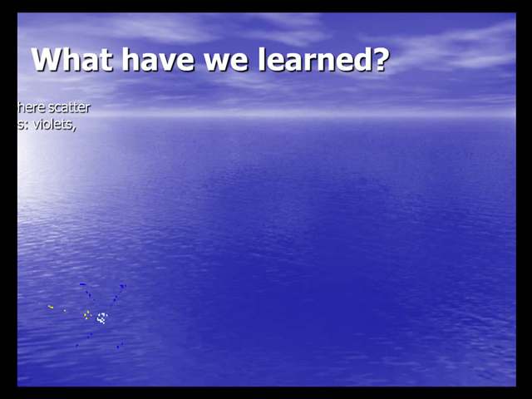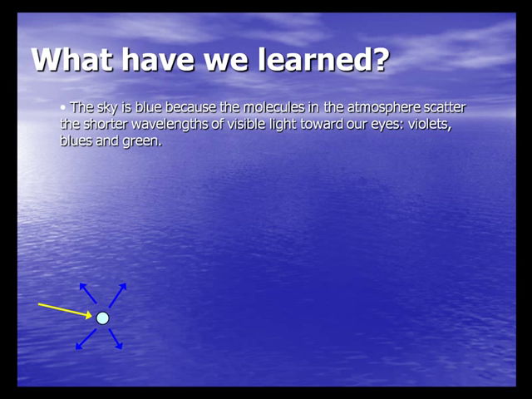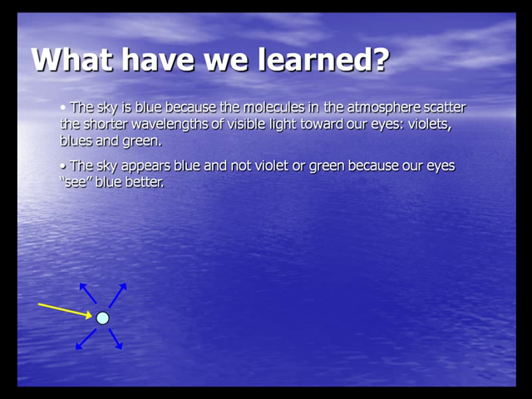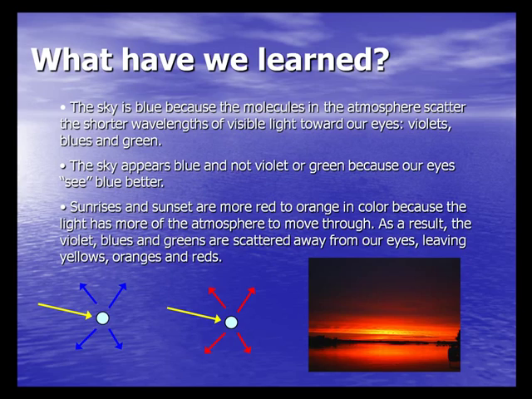The sky is blue because air molecules scatter the shorter wavelengths of visible light toward our eyes, violets, blues, and greens. The sky does not appear purple or green because our eyes are more receptive to blue. Sunrise and sunsets are more orange to red in color because the sunlight has more of the atmosphere to travel through. This results in the violets, blues, and greens being scattered away from our eyes, leaving yellows, oranges, and reds.